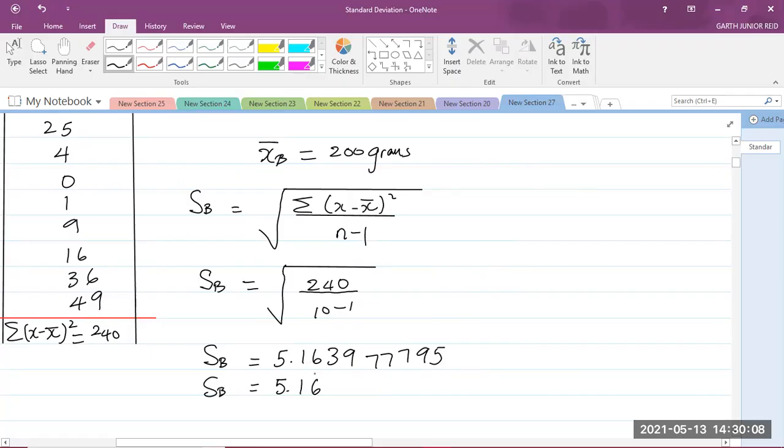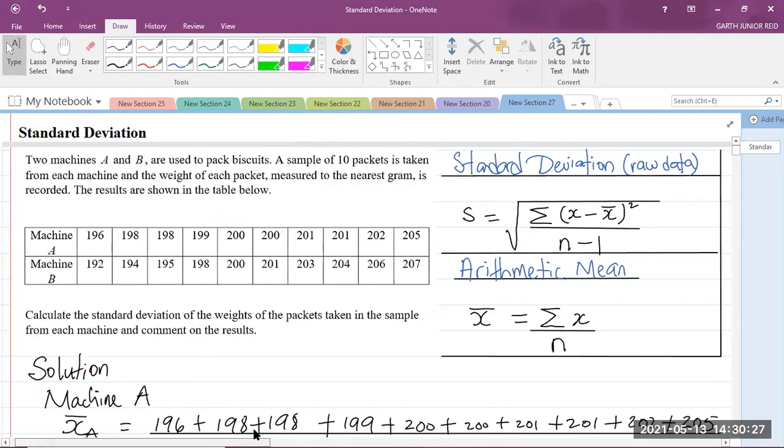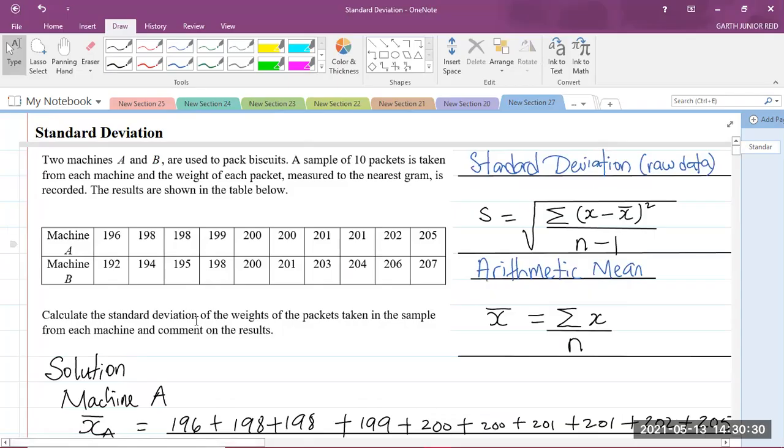5.16. All right, that will be the 3 significant figures. Okay, good. Let's now scroll back up and look back at the question. The question says, calculate the standard deviation of the weights of the packets taken in the sample from each machine.